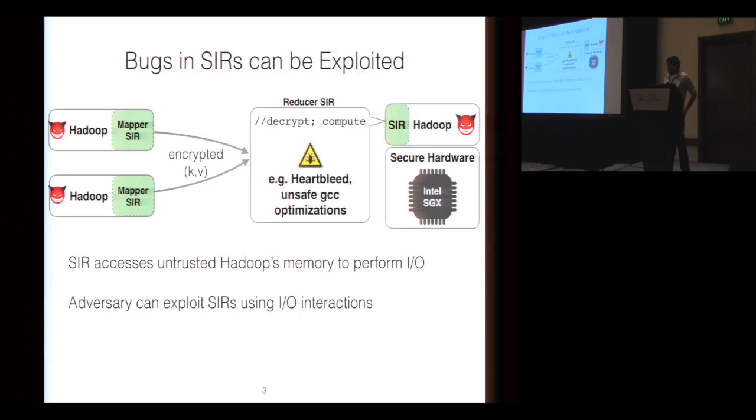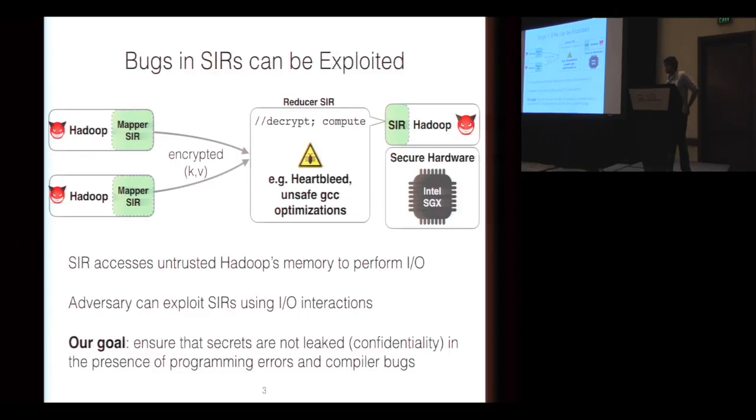But unfortunately, like most programs, SIRs are hard to get right, with issues such as memory safety issues. An example being the Heartbleed bug. Or the SIR may itself have its own set of bugs. It could make optimizations that compromise your security guarantees. So the goal of our work is to study how we can develop these SIRs securely, and ensure that the secrets are never leaked from the SIR, even if developers make such programming errors, or we may use buggy compilers.